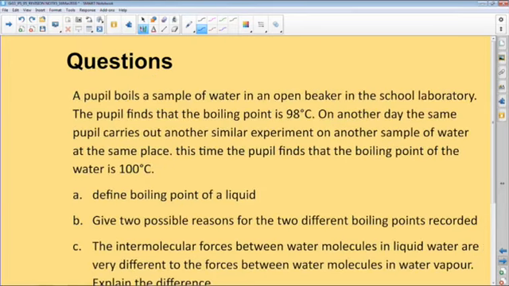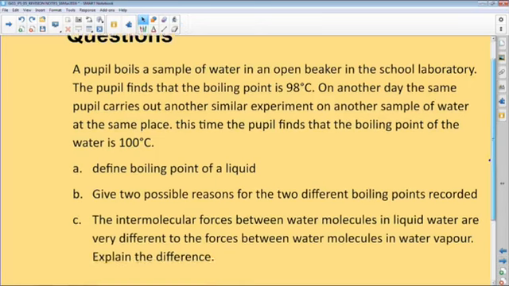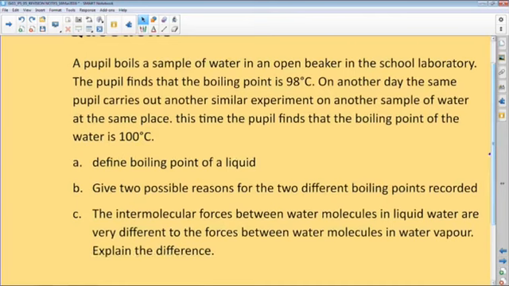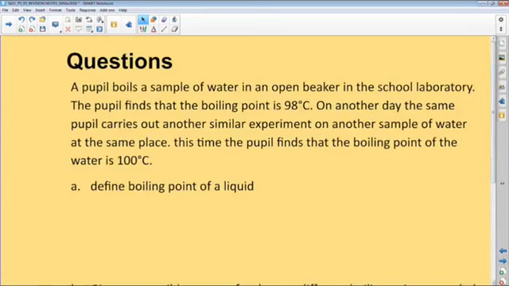Right, let's have a look at this. Last little bit before I let you go. A pupil boils a sample of water in an open beaker in the school laboratory. The pupil finds that the boiling point is 98 degrees Celsius. On another day, the same pupil carries out another similar experiment on another sample of water at the same place. This time, the pupil finds that the boiling point of the water is 100 degrees Celsius. So what we have to do is define the boiling point of a liquid, give two possible reasons for the two different boiling points, and then the intermolecular forces between water molecules. So let's see what we can answer here.